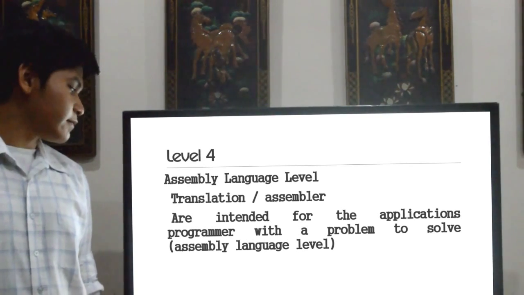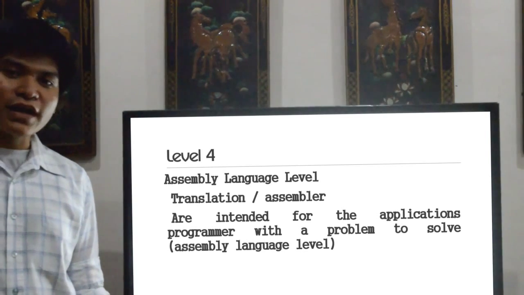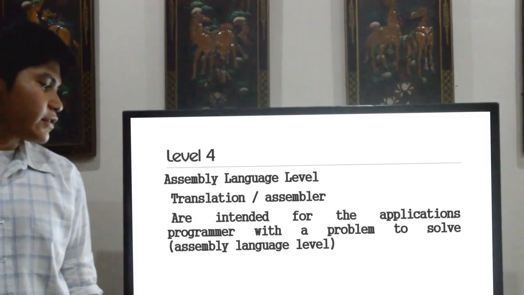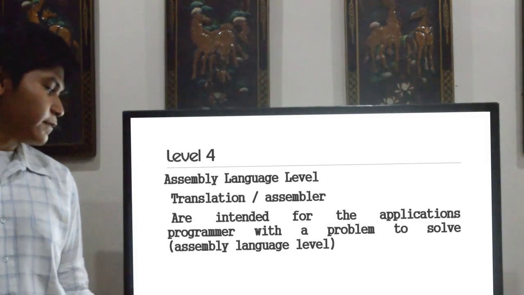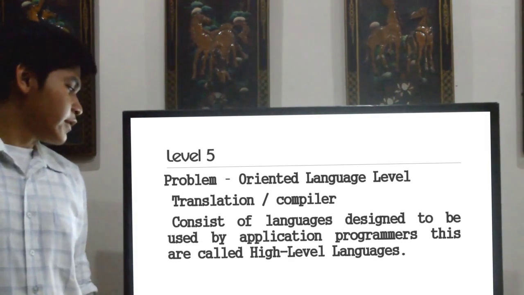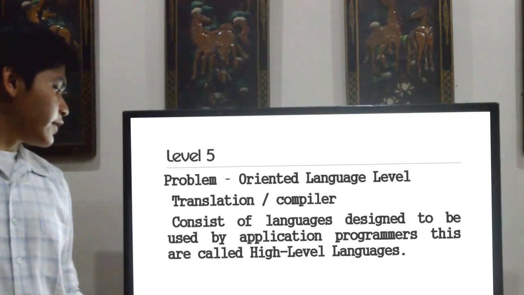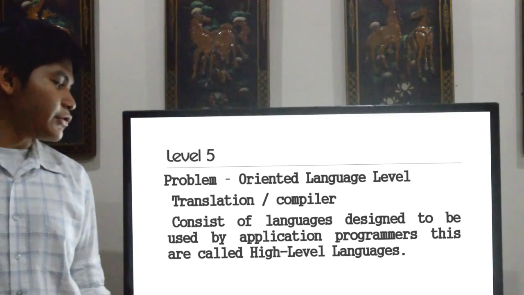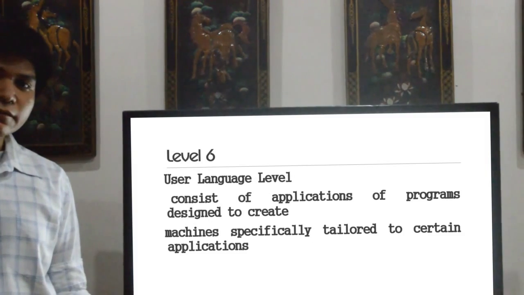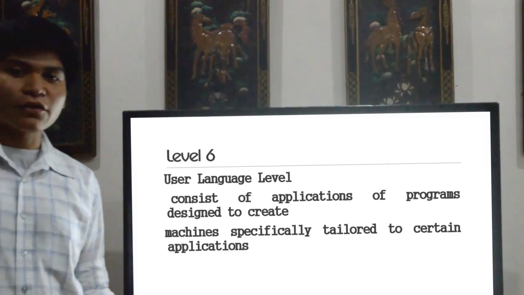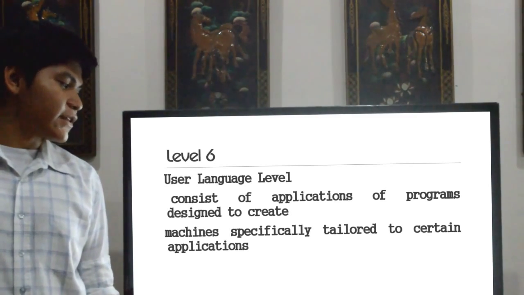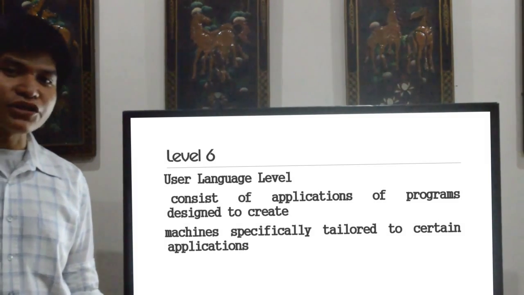Level 4. Assembly language level, called translation or assembler, is intended for the application programmers with a problem to solve. Level 5. Problem-oriented language level. Translation or compiler consists of languages designed to be used by application programmers. These are called high-level languages. Level 6. User language level consists of applications or programs designed to create machines specifically tailored to certain applications.